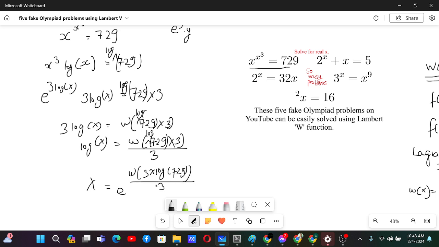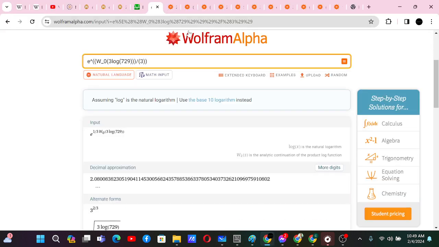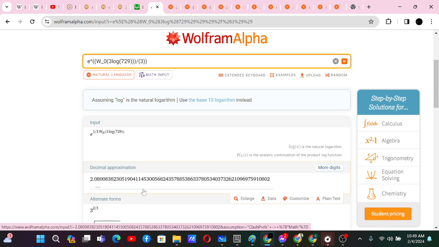So was it a hard problem? It was not. If you just have access to the Lambert W tool, then it's not a hard problem. So such easy problems can't come in Olympiad. Now to find this value, we have to use the series expansion of Lambert W or a calculator, because the calculator will do all of that for us. I've already calculated this value. About the zero over here in the subscript, I will tell about it sometime later. For now, just understand that Lambert W of 0 is somehow the same as Lambert W of 3 log 729 by 3. So this value is actually equal to 2.08, or 3 to the power 2 by 3, anything is fine.